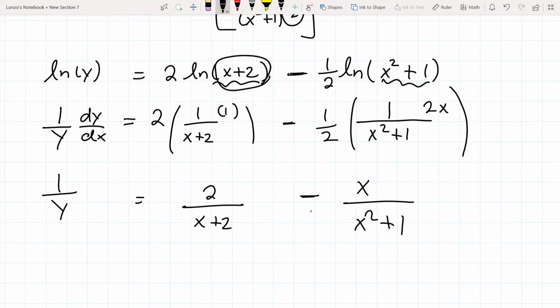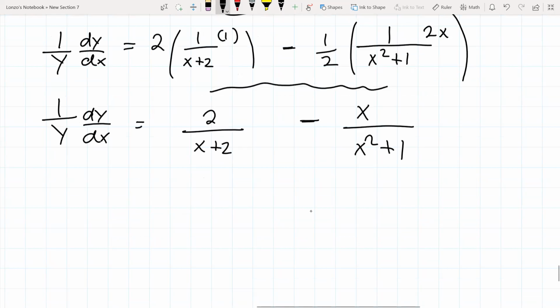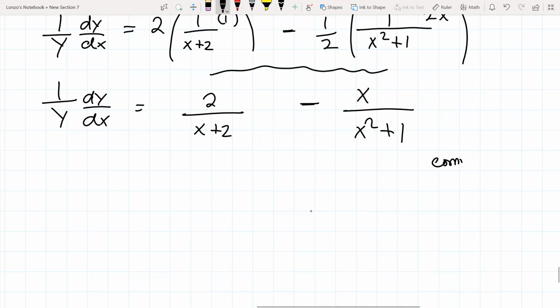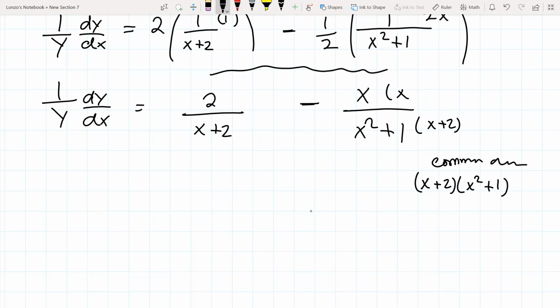And over here, this is 1 over y dy over dx. Now, this time I'm actually going to simplify this part. I'm going to find my common denominator and combine like terms because I feel like something will cancel. So what would be my common denominator? It would be x plus 2 and then x squared plus 1. Okay. So over here, this is missing an x plus 2, so multiply by x plus 2. And then over here, we're missing an x squared plus 1.